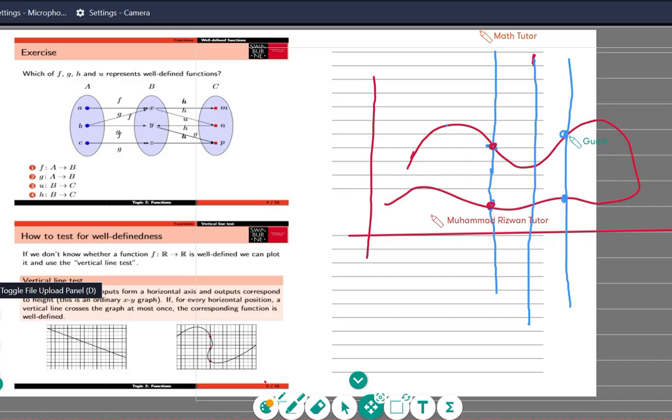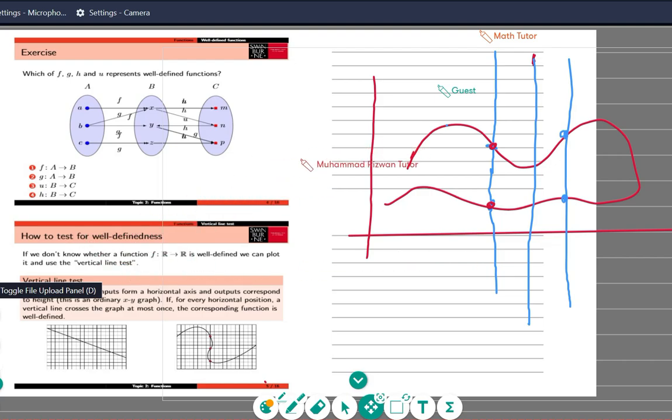Yes, sorry, teacher. I don't know where my mind is, but remember it. So basically, what you're saying is, if the vertical line passes only one time, then it is a function. But if it passes two, not a function. Yes, not a function. Clear? Yes, clear.